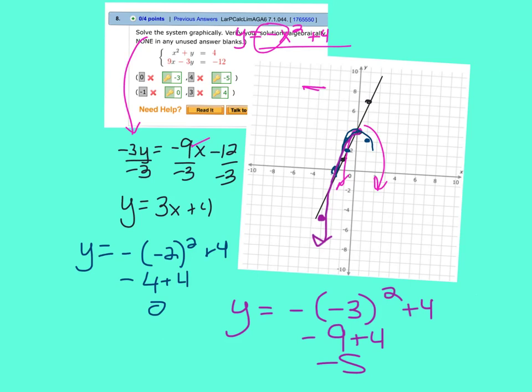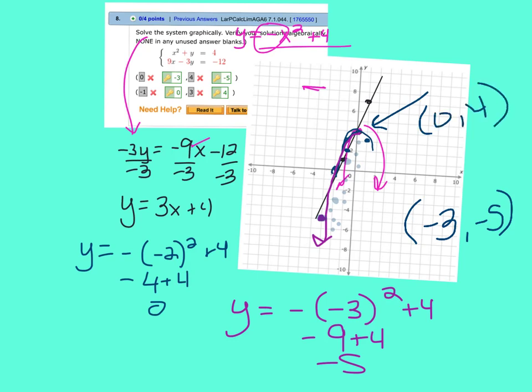The last point I drew, I went from +4 up 3 to the right one, or down 3 to the left one. I'm going to go down again, 1, 2, 3 to the left one, down 1, 2, 3 to the left one. And that's a coordinate point that matches -3, -5. So we've got the 0, 4 that came from the overlap of the vertex, and the coordinate point -3, -5.